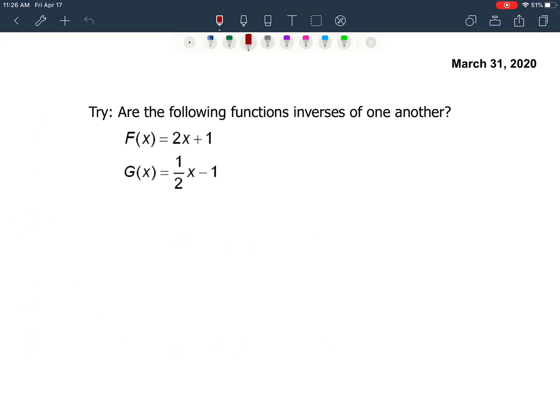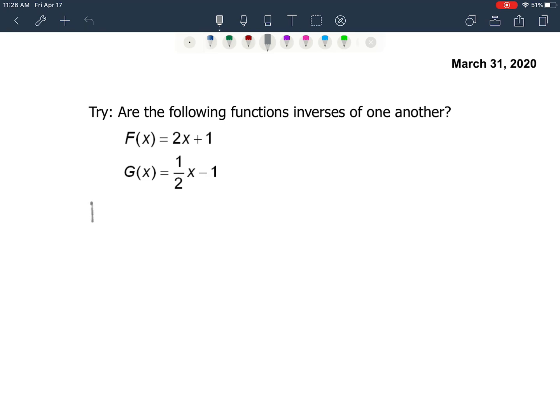So here's one for you to try. Are the following functions inverses of one another? So I encourage you to take the time right now and try it. Try it on your own and see what you get. When you're ready to look at the results, go ahead and press play.